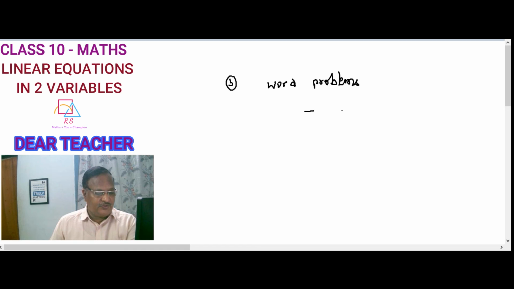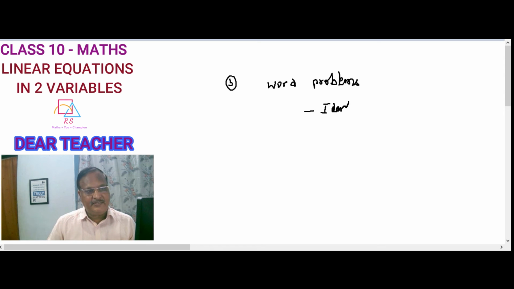Question number 4, the taxi charges in a city. I will explain this question. Okay, so the fraction becomes 9 by 11. So numerator is x, denominator is y. Like that you have to identify the variables.